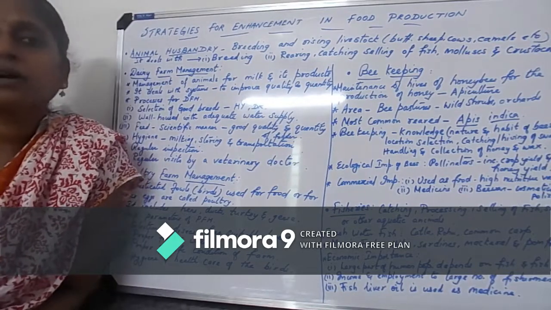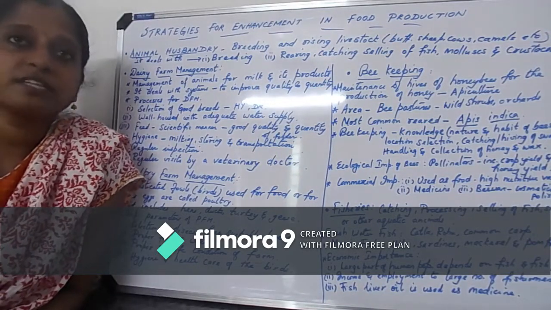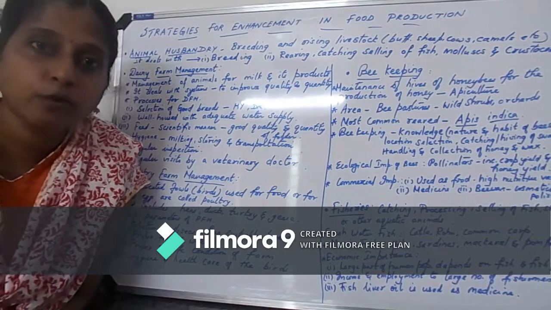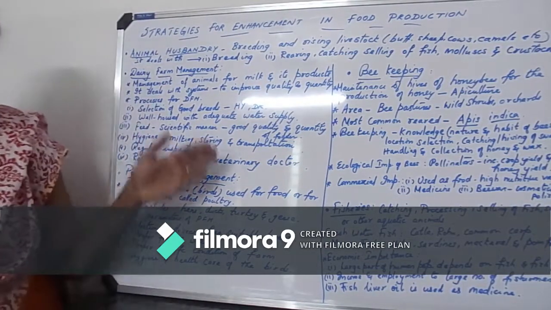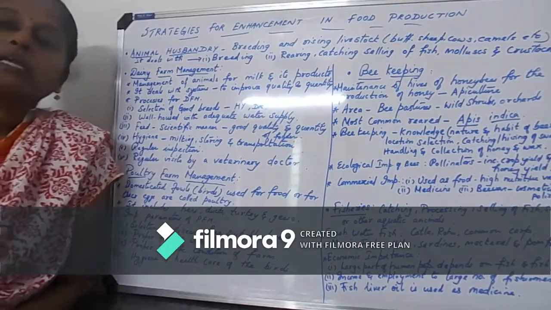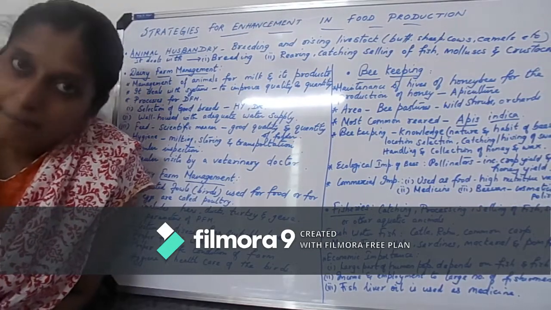Okay, usually the birds are quarantined, they just see whether it is okay or not, or else they used to kill them, so that the disease is not spreading to the others. Okay, so these things we have to keep in mind while we are going for poultry farm management. Clear?